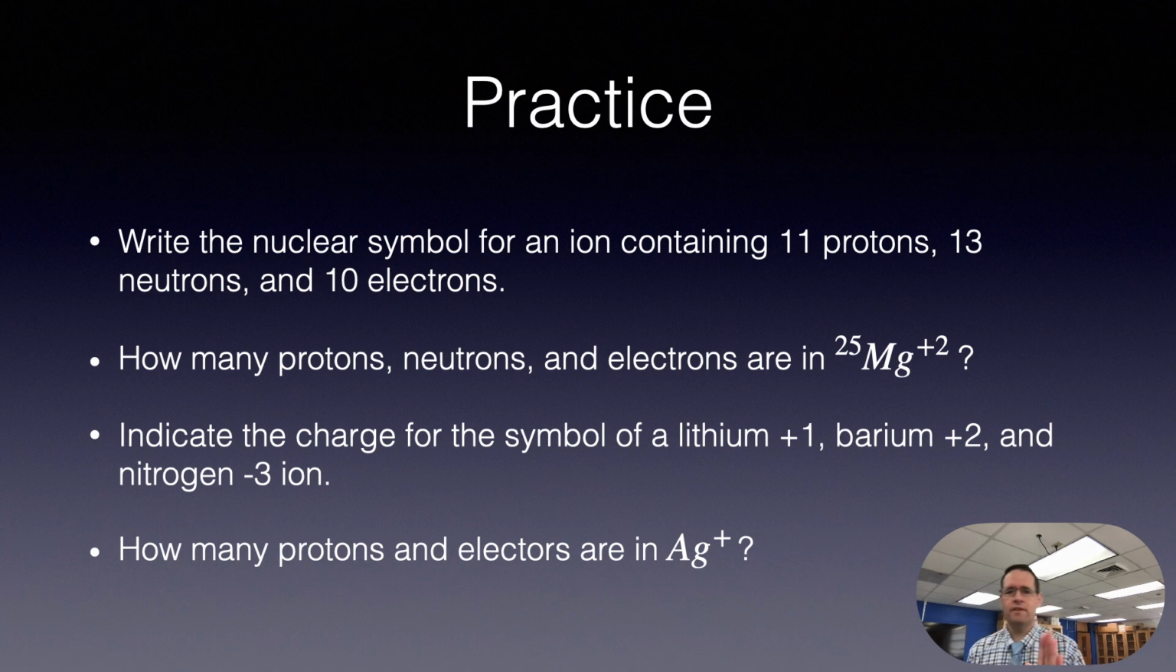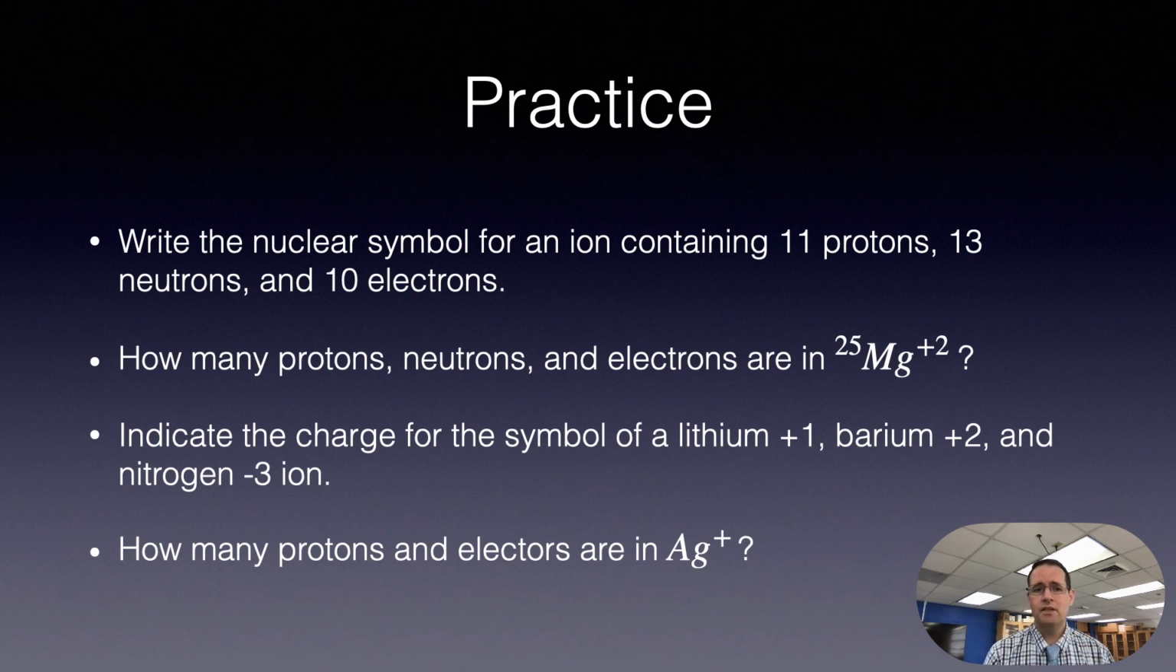I'm not going to go over these practice problems for you. These are for you. But here's 4 problems on this page. Write the nuclear symbol for an ion containing 11 protons, 13 neutrons, and 10 electrons. You should know how to do this by now. How about this guy about magnesium?